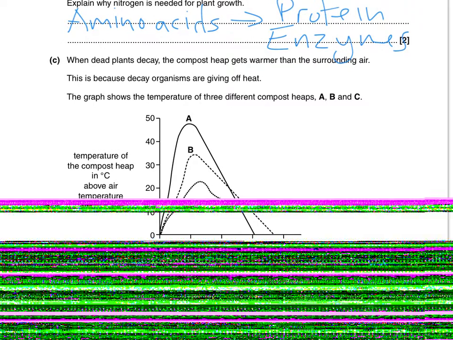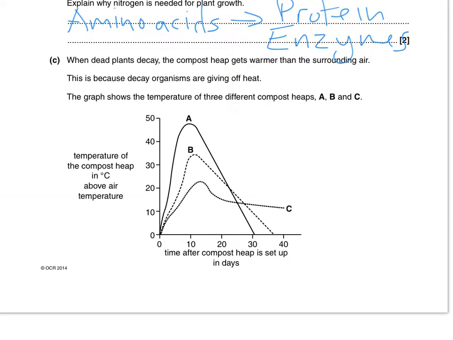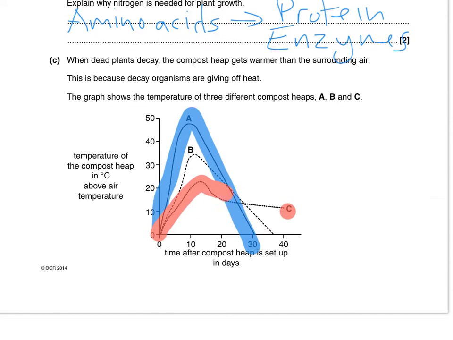So when dead plants decay, the compost heap gets warmer than the surrounding air. This is because decaying organisms are giving off heat. The graph shows the temperature of 3 different compost heaps, A, B, and C. The question is you need to compare the decay in A to the decay in C. You can see that A goes very quickly and finishes very quickly, whereas C goes a bit slower and continues. The temperature in A is a lot higher than C.